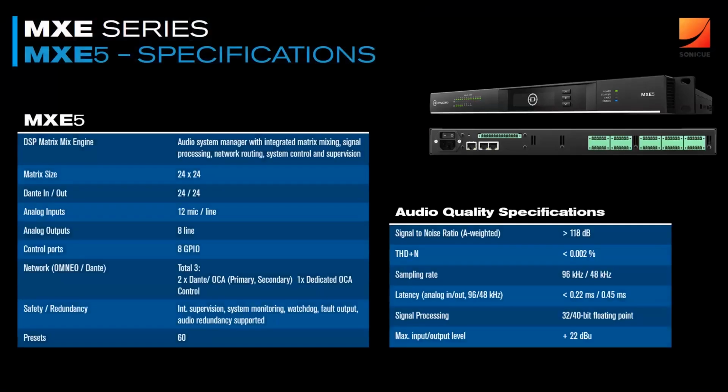MXE5 develops 118 dB of dynamic range. It's a very, very clean product with low thermal harmonic distortion. Sample rate is also at 96, which is a rarity in products like this. The latency is sensationally low.